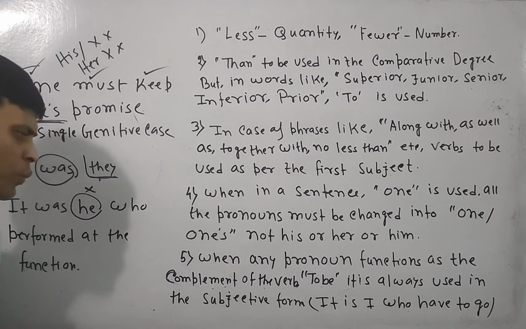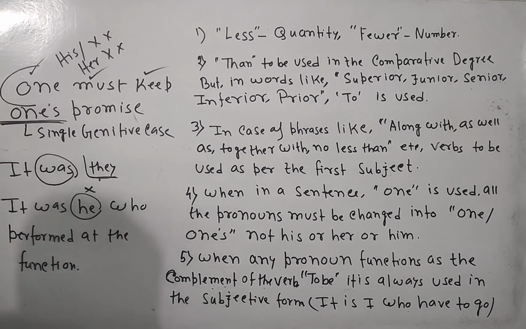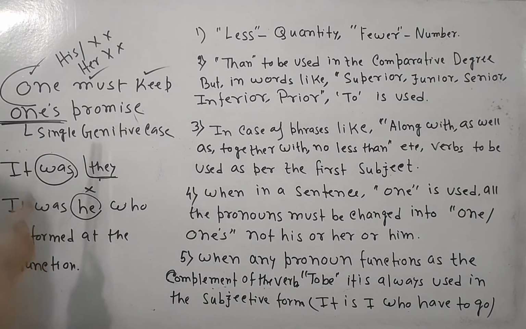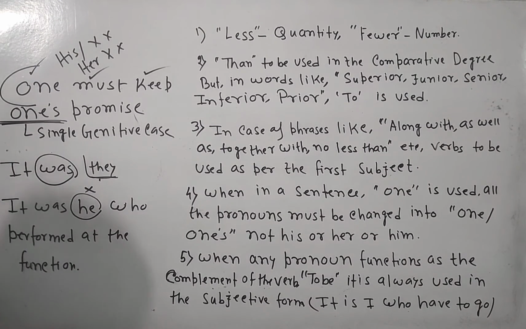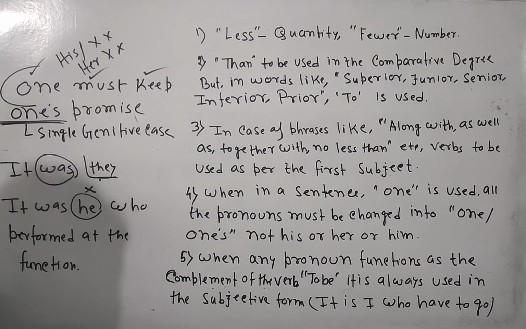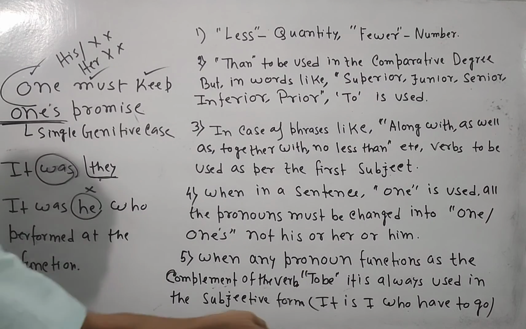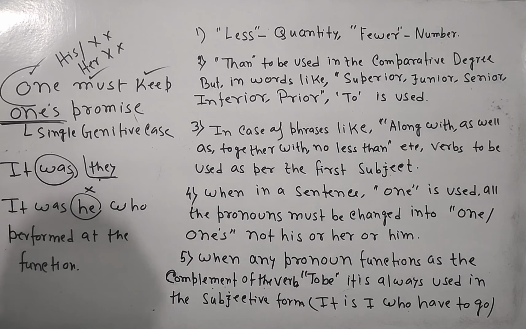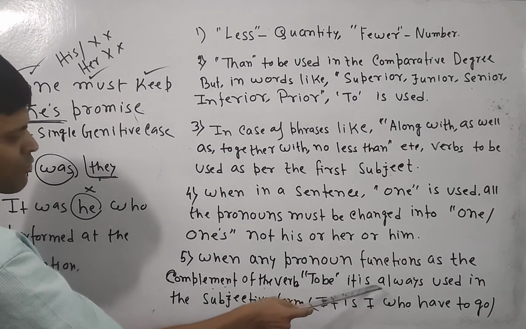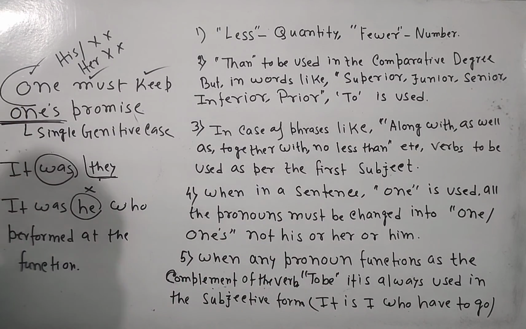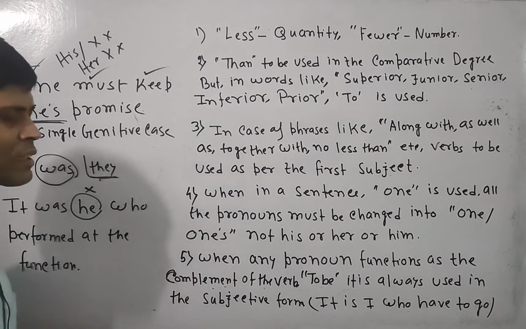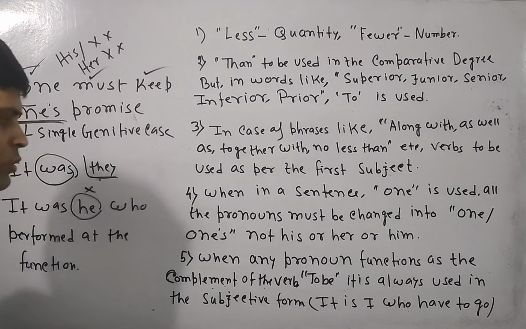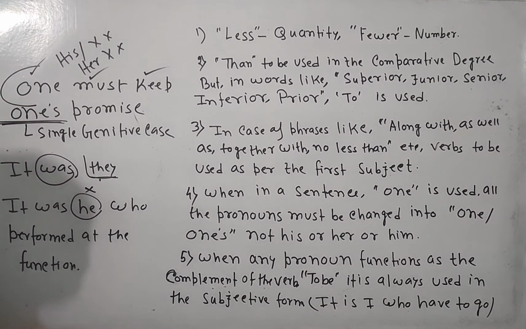And in the last rule, when any pronoun functions as the complement of the verb, here it is functioning as the complement of the verb to be. To be verb means is, am, or was, were. It is always used in the subjective form. It is I who have to go. So here I is functioning as the complement of the verb, and automatically it is written in the subjective form. So to be verb means is, am, or was, were.